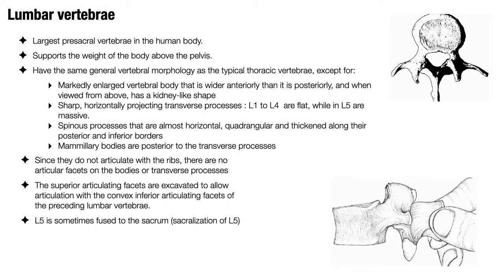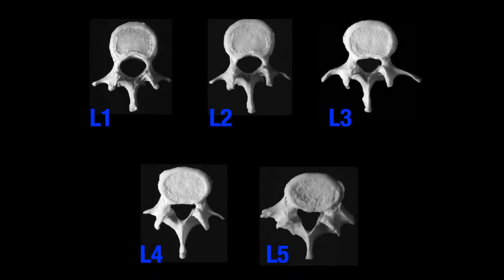Lumbar vertebrae are the largest and the ones that support greater weights. Some of the distinctive characteristics are having a bigger body and stronger transverse and spinous processes. And this is because very strong muscles have to attach here. Also remember, there are no ribs here, so no facets for them. And have in mind that sometimes L5 may fuse to the sacrum in what is called sacralization of L5. Here you have all the lumbar vertebrae.